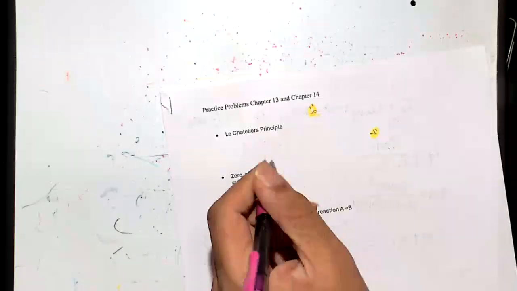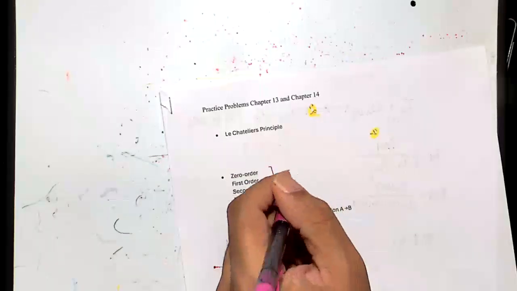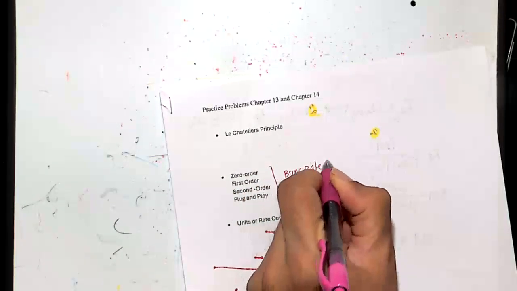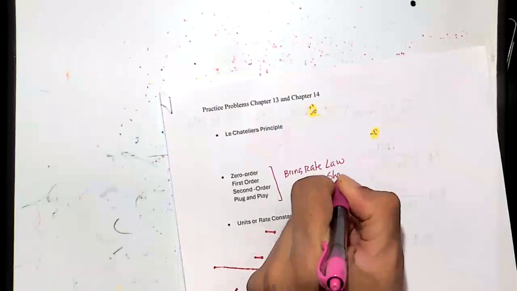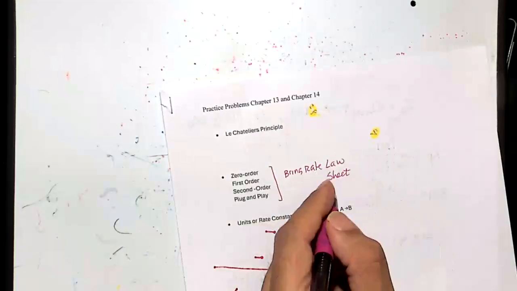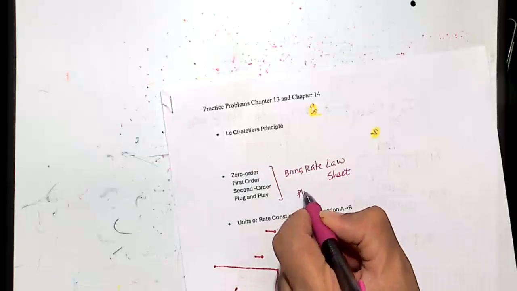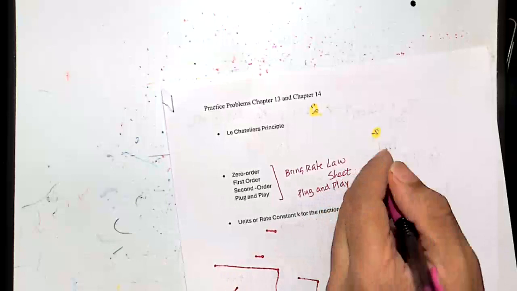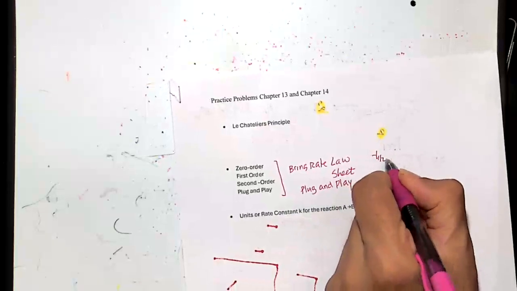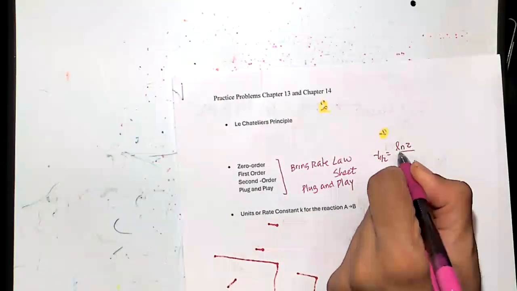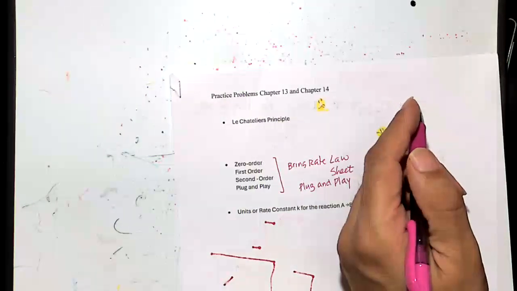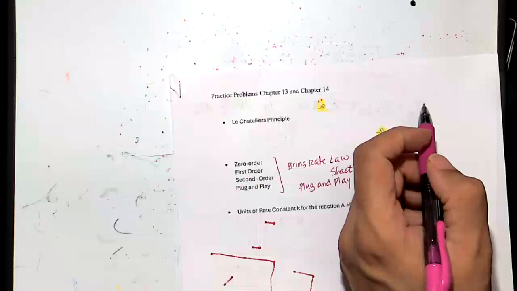Also, you want to bring your rate law sheet to the test. You can use that for the exam. This is also plug and play. I'll give you the equations, such as for first order, the half-life is natural log of 2 over k, but you'll have that equation sheet. Do you know what I'm talking about? The rate law sheet? Okay.